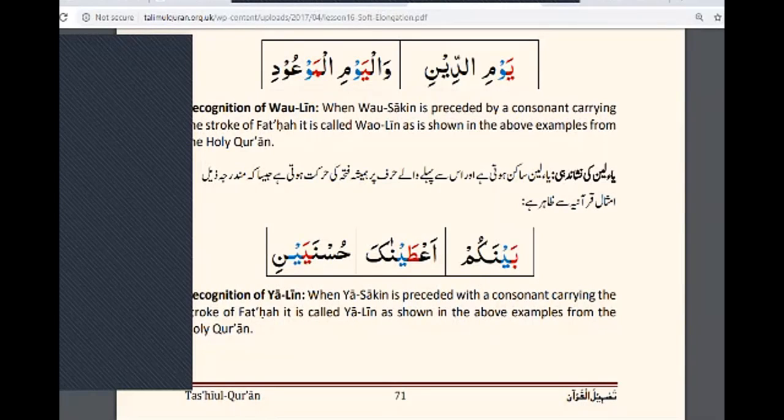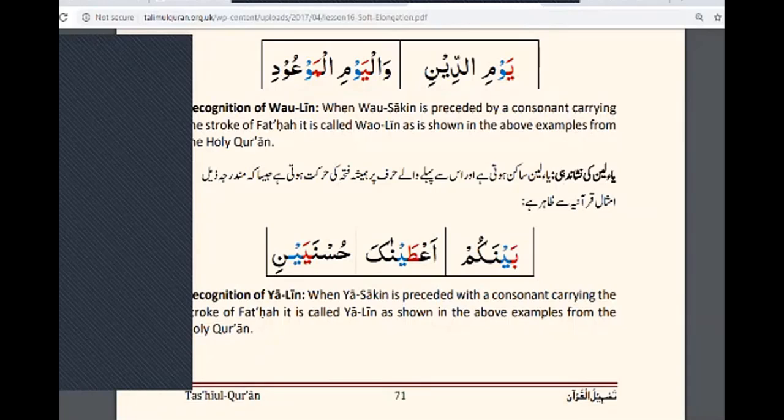Okay, we're going to go on to the last example now. So, the red letter carrying the fatha, the stroke of fatha on top is a ya. But the blue letter with the sukun is also a ya. The second letter, the blue letter, is your ya lean, because the red letter is carrying a fatha. That's how you recognize it. And the way that we'll pronounce those two letters together is yay. Yay. Okay, so we're going to recite the whole word. Everybody follow at home. Husna yayni. Husna yayni.